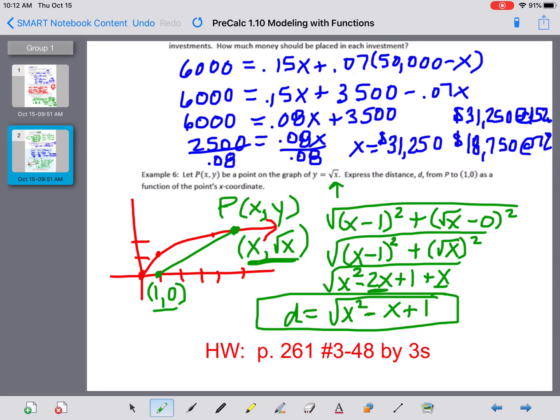Okay? So those are our modeling with functions we're looking at right now. Practice on page 261, 3 through 48 by 3s. All of these type that look like the ones I did are open game for the test next week. So practice them. Let me know if you have questions, and we'll look at some in class if we can be in class together.